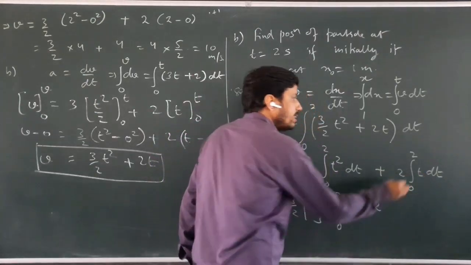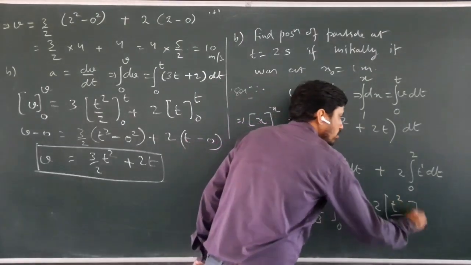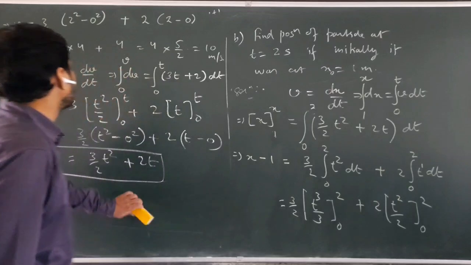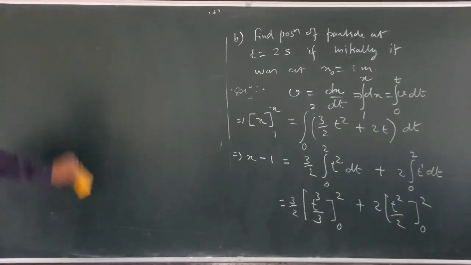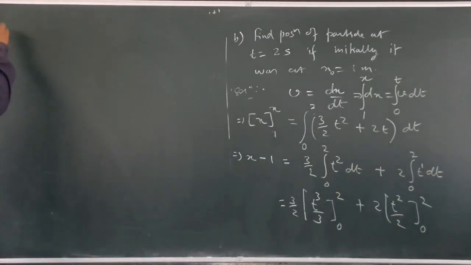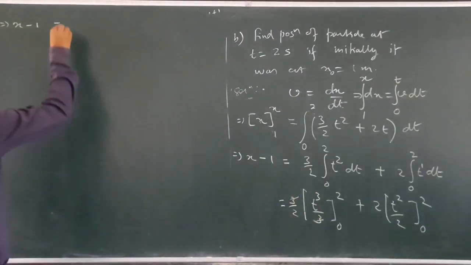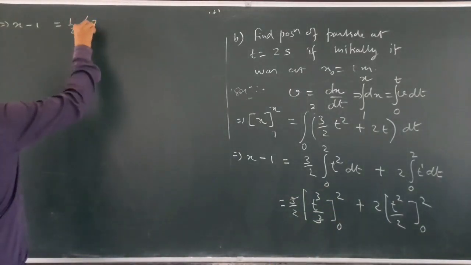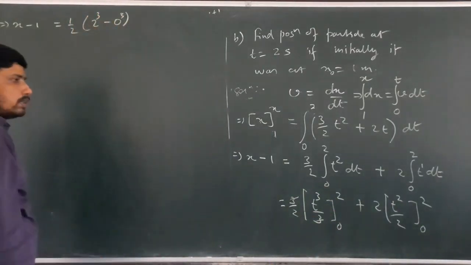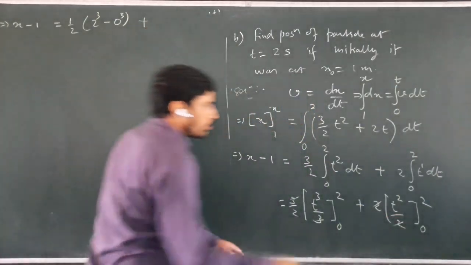What is integration of t dt? Here the power is 1. So t to the power 1 plus 1 by 1 plus 1, that is t square by 2 from 0 to 2. Then let us compute it further. So this implies x minus 1 is equal to 3 by 2. See, this 3 and this 3 will cancel. So we will be left with half. Then t cube from 0 to 2. So it becomes 2 cube minus 0 cube. Plus, again this 2 and this 2 will cancel. So t square from 0 to 2.